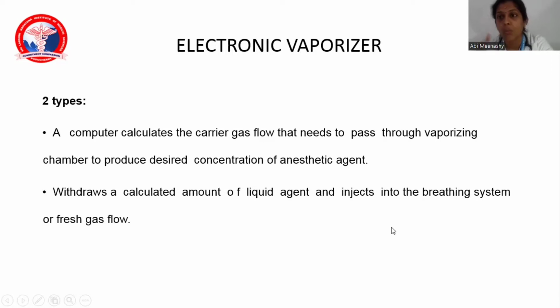This is one type. In one type, the computer will decide how much fresh gas flow needs to go inside the vaporizing chamber in order to produce the set concentration of inhalation agent. In the second type, the computer will calculate an amount of liquid agent and inject this amount into the fresh gas flow, just so that you get the desired concentration.